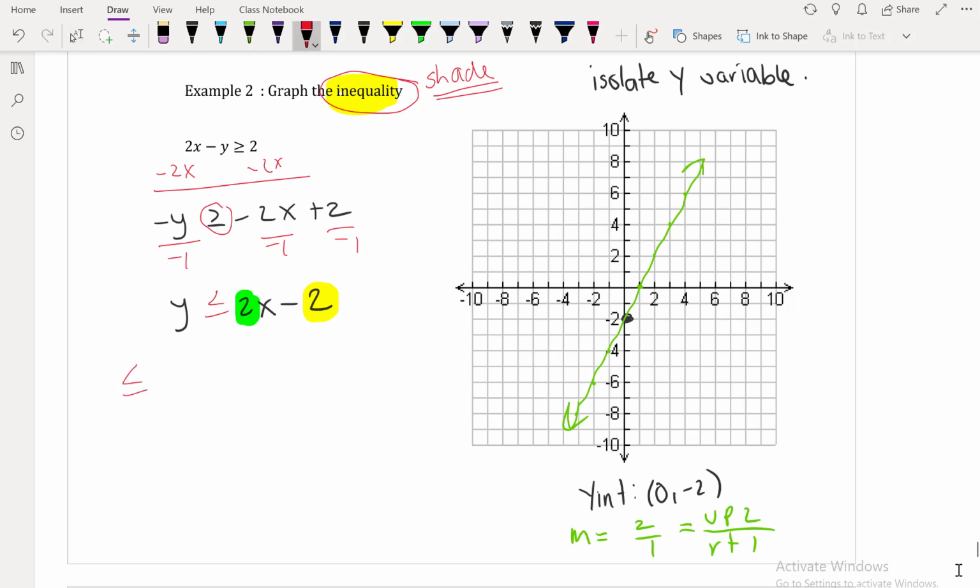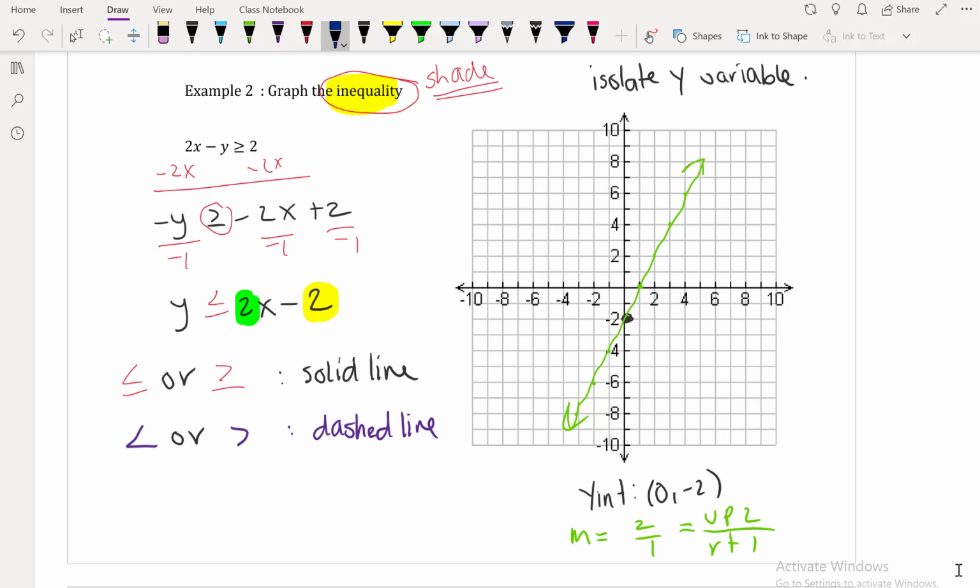If I have less than or equal to, or greater than or equal to, this tells me it's going to be a solid line, which I have. Versus if I had less than or greater than, without the or equal to, it would be a dashed line.